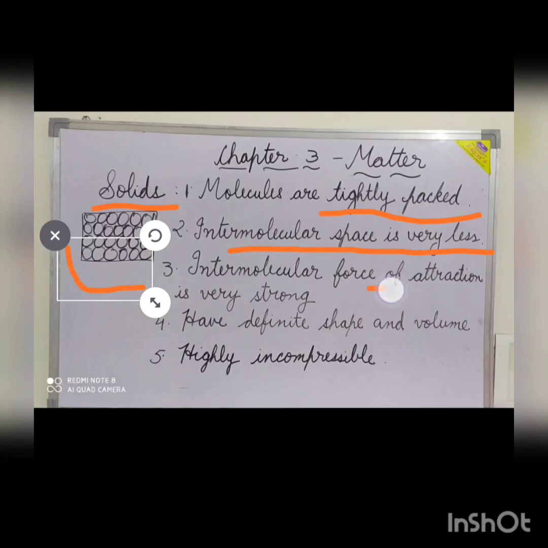Intermolecular force of attraction is very strong because the particles are kept so close, so the force of attraction is very strong between the particles or molecules. They have a definite shape and volume because they cannot move from their place.